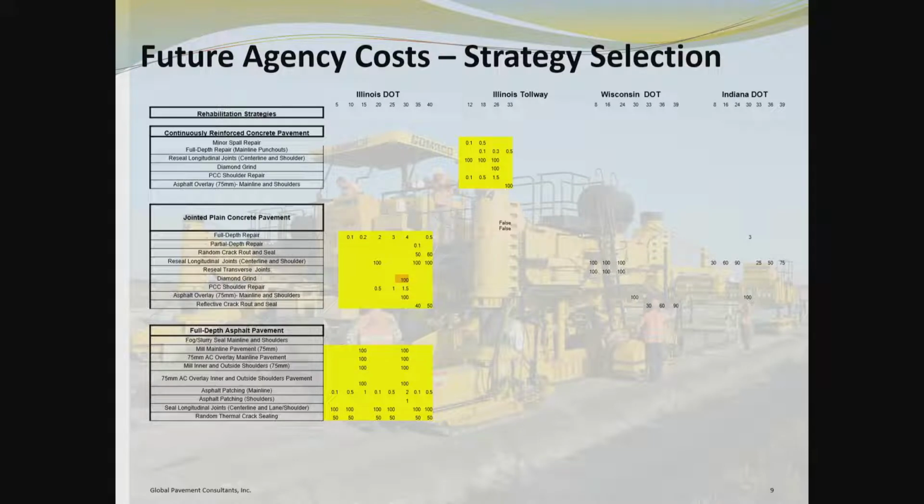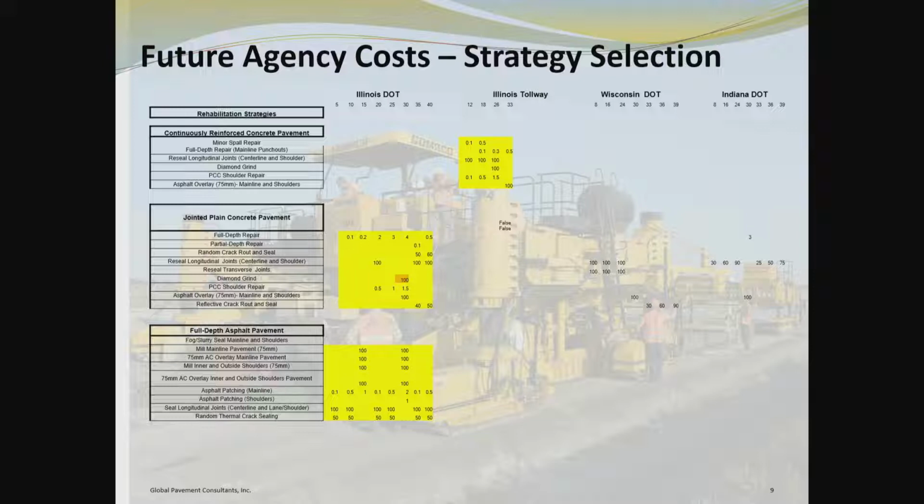Illinois DOT, Illinois Tollway, which is predominantly CRC pavements. Illinois DOT, predominantly jointed plain concrete pavements. Wisconsin DOT, Indiana, and I have a tremendous number of states that I compared. The numbers that you see there are the ones that are in the program, the ones that are highlighted in yellow as the recommended rehabilitation and maintenance procedure.